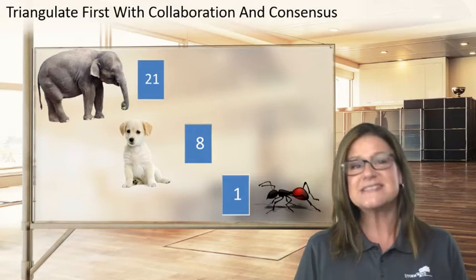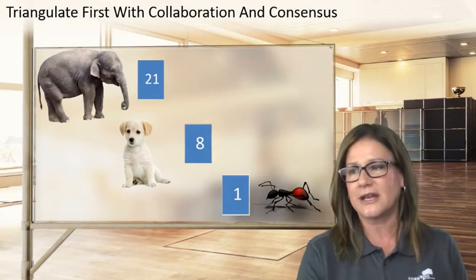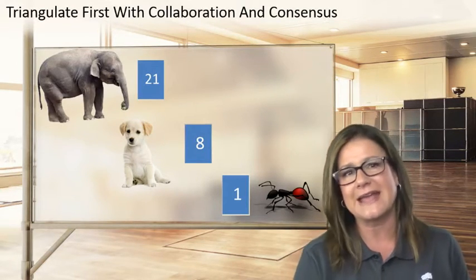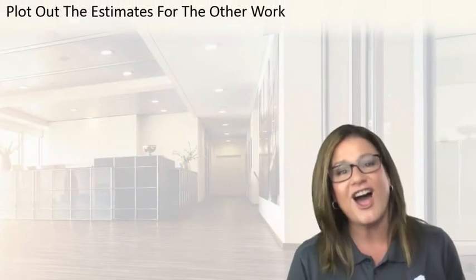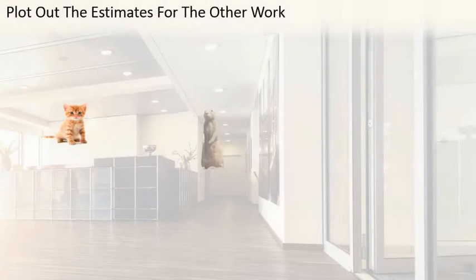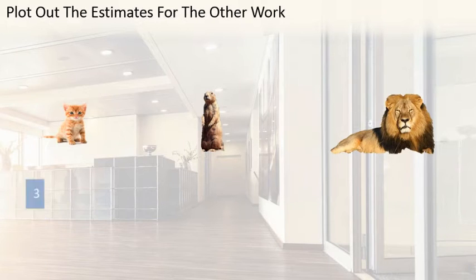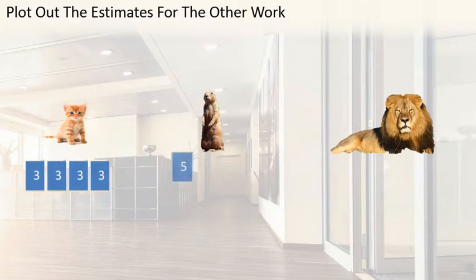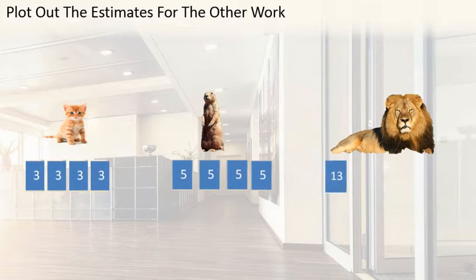Let's see, your team is sitting around. You're like, all right, we've all collaborated and agree that an elephant is 21 and an ant is 1. But let's take a look at some of the other things that we need to get accomplished. Look at this little itty bitty teeny tiny kitten. Well, we're going to play poker and we're going to say that's a 3. We all agree. The gopher is a 5. Okay, we all agree. The lion is a 13.